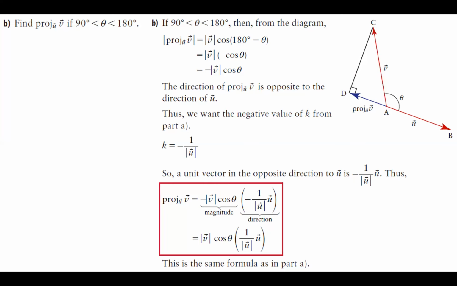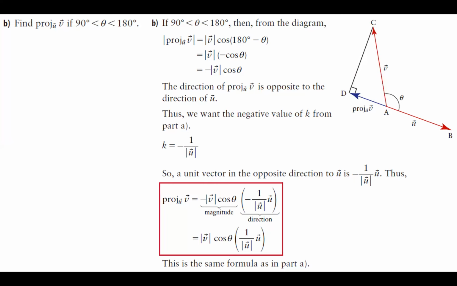Thus, we want the negative value of k from part A. So here in question B, we know the k equals -1 over the magnitude of vector u, right? So a unit vector in the opposite direction to vector u is -1 over the magnitude of u times vector u, right? This is a direction in the opposite direction to the vector u. Thus, we know the projection of vector v on vector u should equal negative the magnitude of vector v times cosine theta times the unit vector in the opposite direction to vector u, which is given by -1 over the magnitude of vector u times vector u itself.